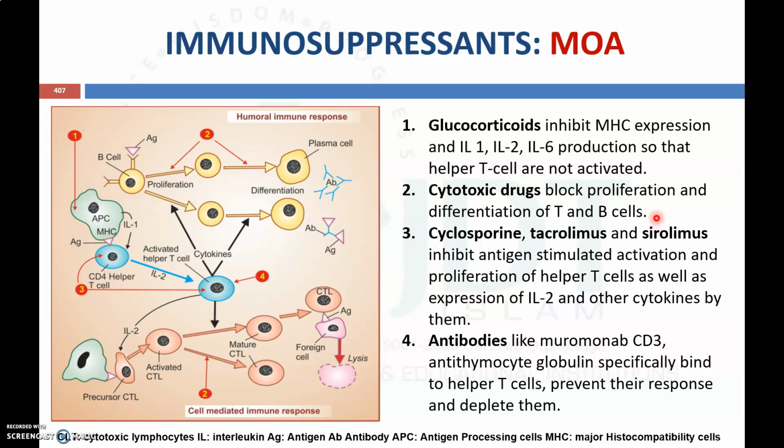Now before going to the pharmacology of each drug, first we have to understand how immunosuppression occurs in our body. There are two types of immune response in our body: humoral immune response and cell-mediated immune response. The humoral immune response starts when an antigen comes in contact with the B lymphocyte. This B lymphocyte proliferates and differentiates to form plasma cells, and the plasma cells produce antibody, which binds with the antigen and neutralizes it.